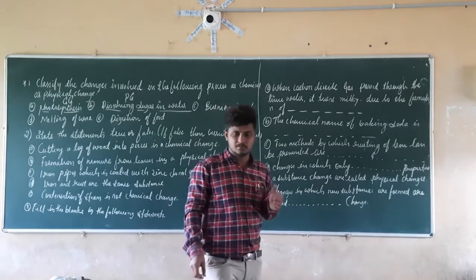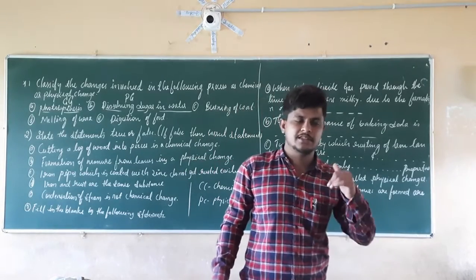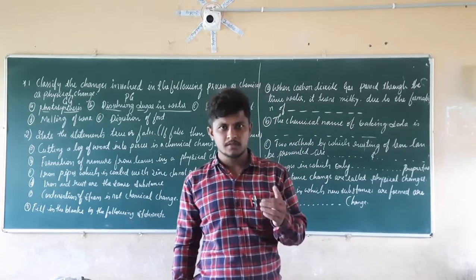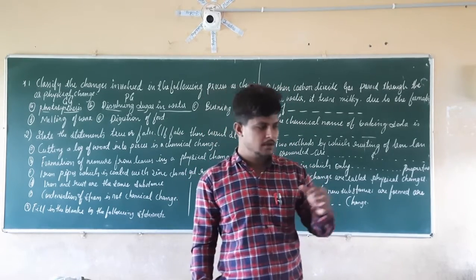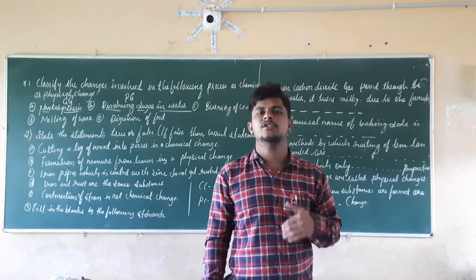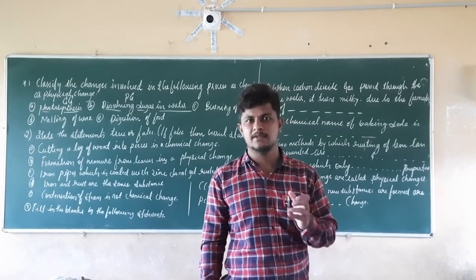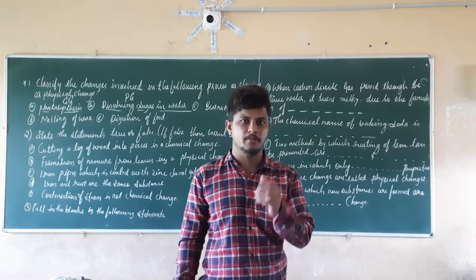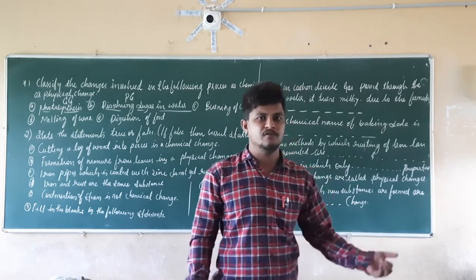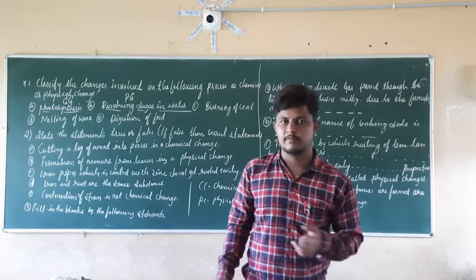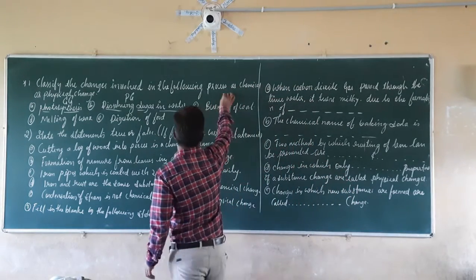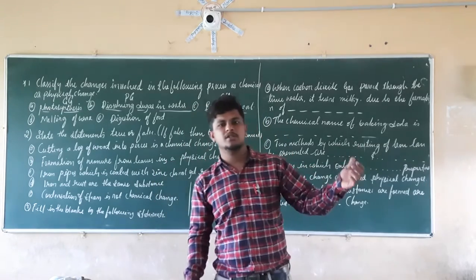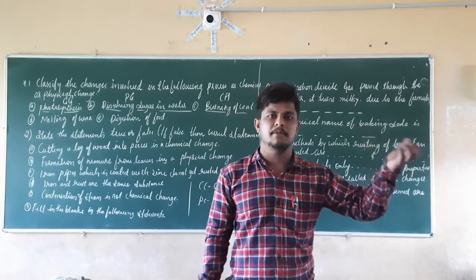Next, burning of coal. I already told you that anything which burns undergoes a chemical change. Why? When you burn something, it gives carbon dioxide and ash as byproducts. Wherever carbon dioxide, that is smoke, is formed on burning, a new product is formed. If a new product is formed, it is known as a chemical change. So any object which is burned gives a new product, so it is a chemical change.